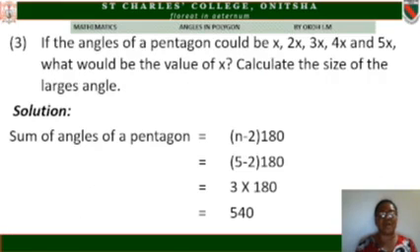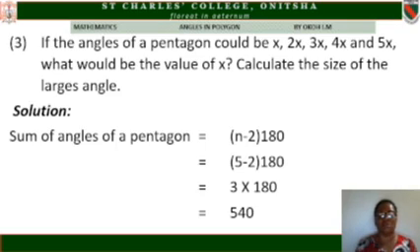So number 3, we have: if the angles of a pentagon are x, 2x, 3x, 4x, and 5x, what will be the value of x? Calculate the size of the largest angle. Here we are asked to solve two things. First of all, to find the value of x, then the size of the largest angle.